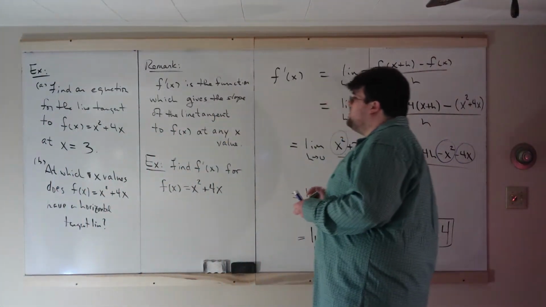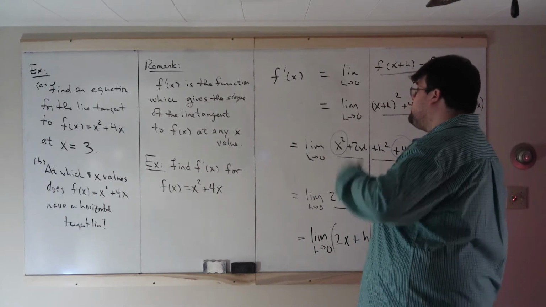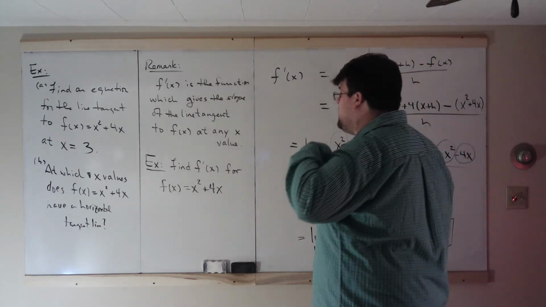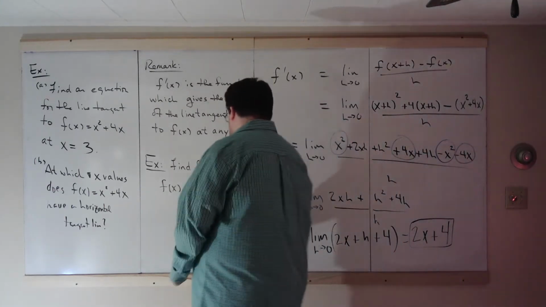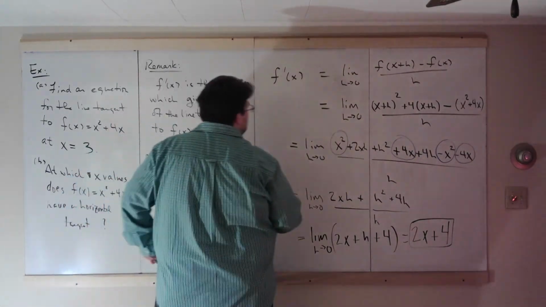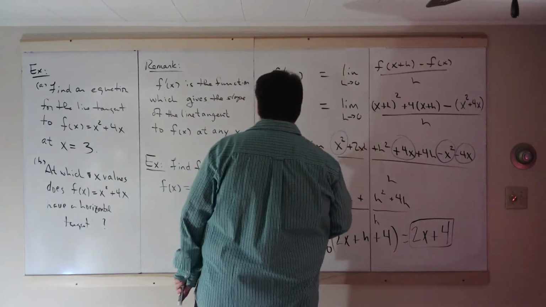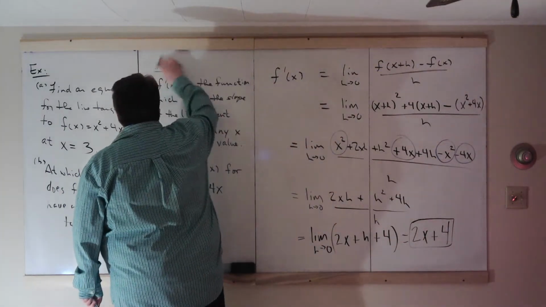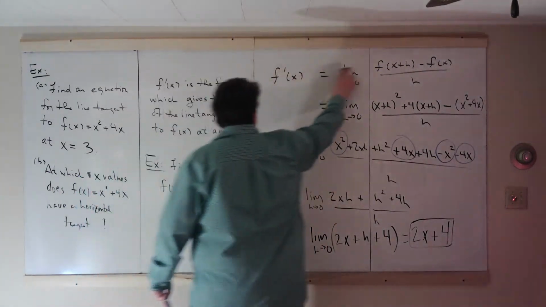So find an equation for the line tangent to this curve at x equals 3. Part B, at which x values does f of x have a horizontal tangent? I don't need the word line. So where should we do that? Let's do that here. Well, maybe I shouldn't erase the remark. Let's do it here.